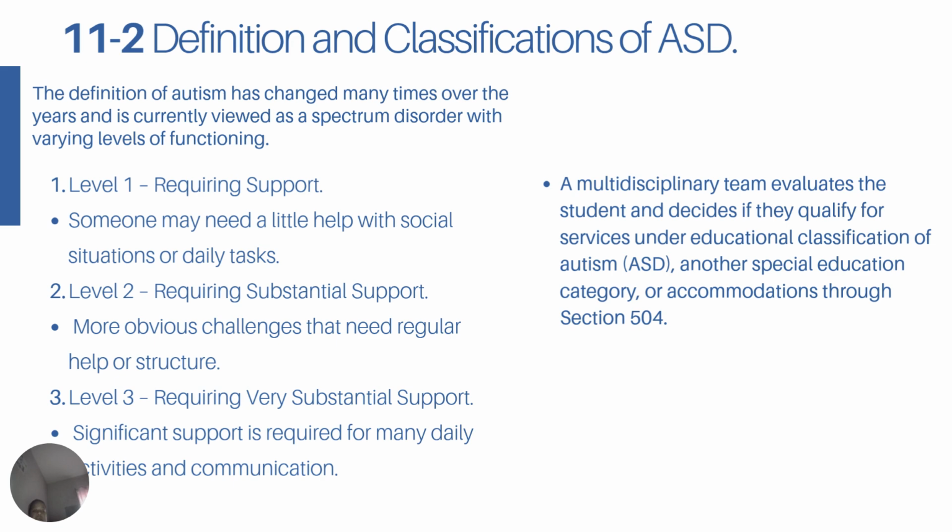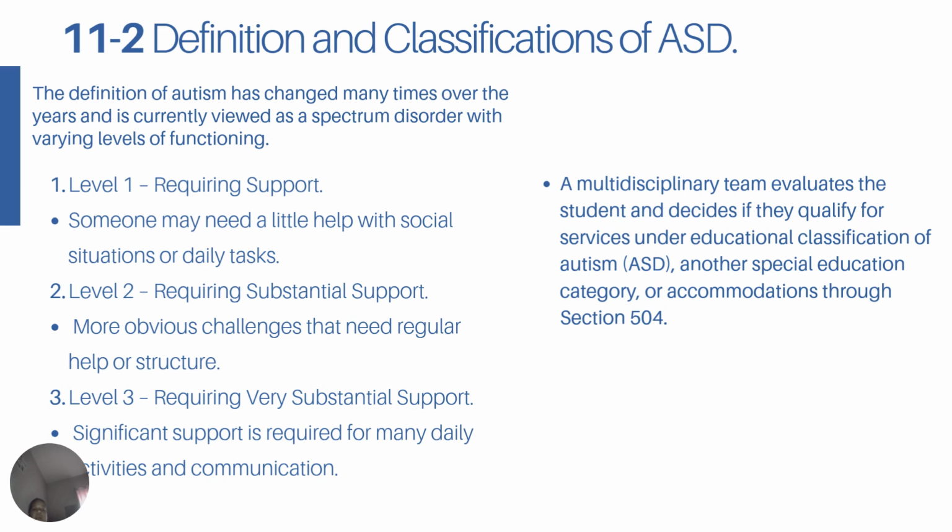11-2, Definitions and classification of ASD. So the definition of autism has changed many times over the years and is currently viewed as a spectrum disorder with varying levels of functioning. So level 1 is requiring support. Someone may need a little help with social situations or daily tasks.